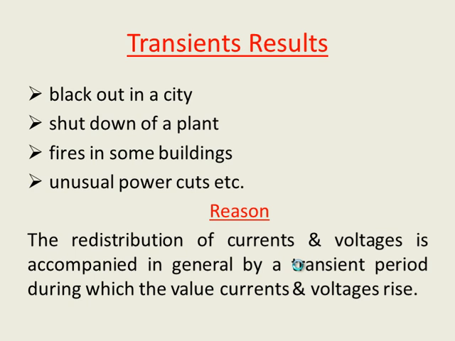How are they going to happen? Because during the transient period, the resultant current and voltage may momentarily be relatively high. Also, the system is subjected to greatest stress from excessive overcurrents and overvoltages.